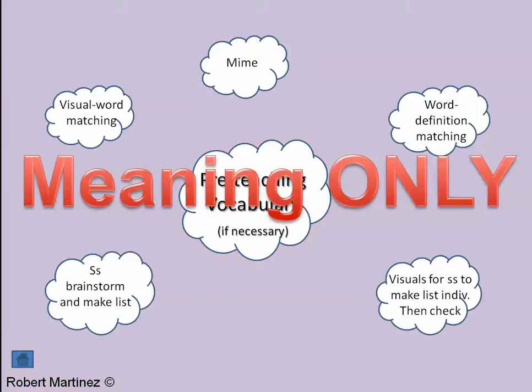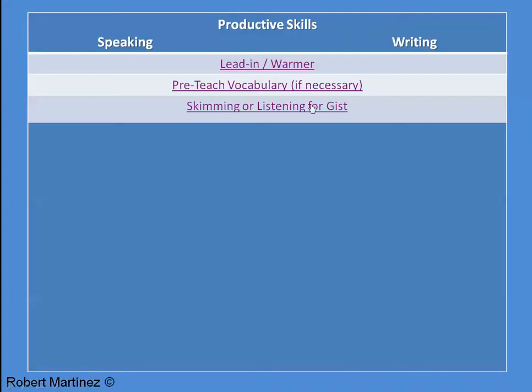Now, if we go back and look at the next stage, we would have skimming or listening for gist, because we would have a text, hopefully a model text, either for speaking or for writing. Obviously we're looking at writing today, so there would be a model text, and we want to make sure that they have a general understanding of that model text before we analyze it in detail, to help them notice key features for then doing some writing along the same lines.